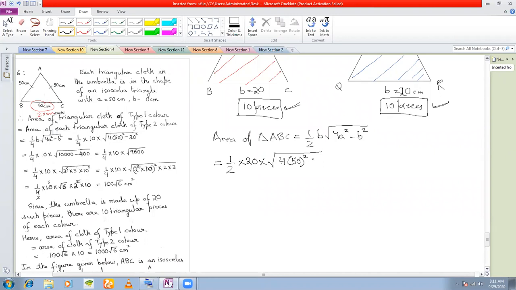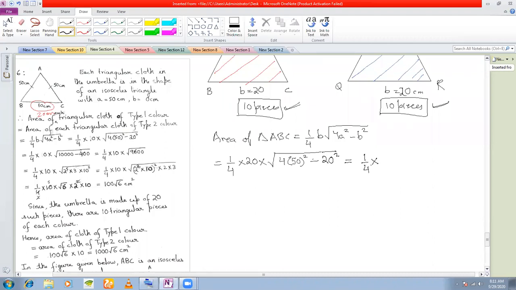into, this is not half, this is 1/4. This is 1/4. Okay, 1/4 into 20 into 4a square minus b square, 20 square. Okay, so this is 1/4 of.